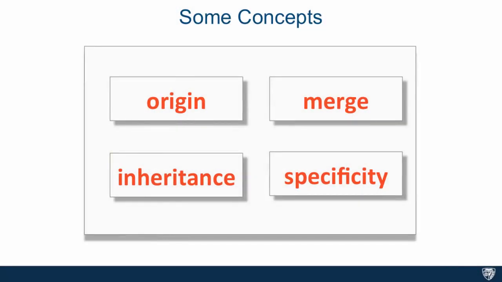There is a lot of terminology and many concepts surrounding the cascading algorithm. However, I believe that to have a working knowledge of the cascading algorithm, you should understand these four concepts. And these are origin or origin precedence, merge, as well as inheritance and specificity. So let's tackle the first two, origin and merge.